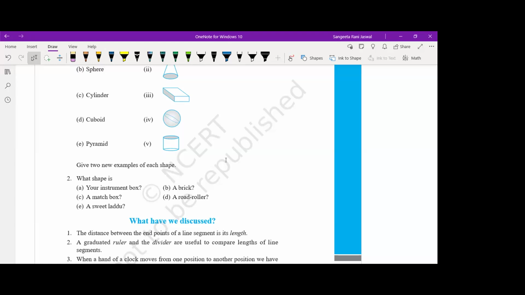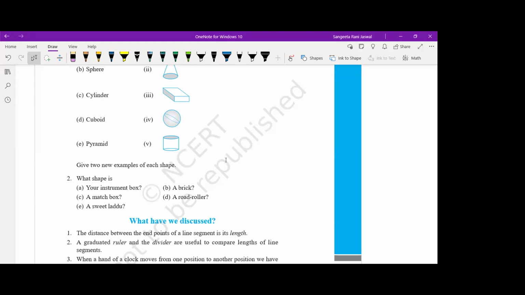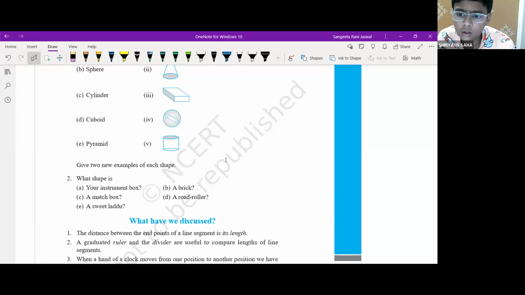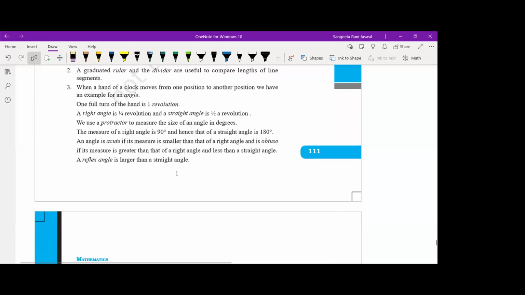A brick. What is the shape of a brick? A cuboid. A matchbox? Cuboid. Road roller? You must have seen when roads are built. Ma'am, cylindrical. Very good. Cylindrical. A sweet laddu. Sphere. Okay, it's a sphere. So with this, we end with the chapter.